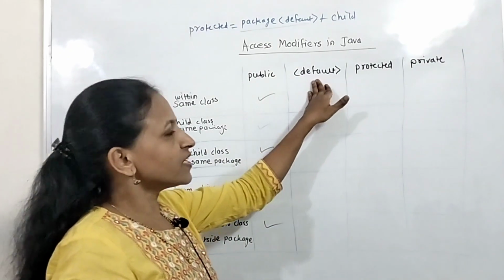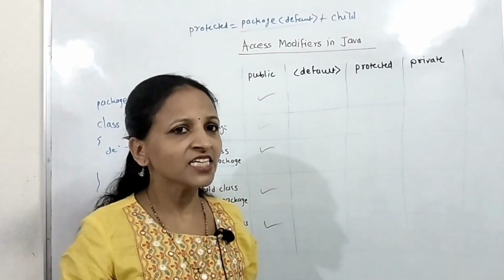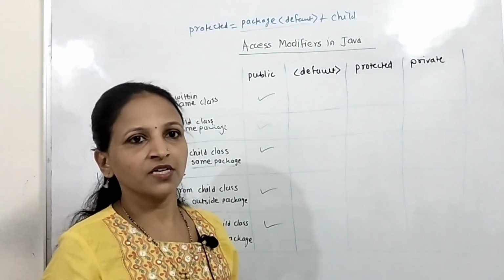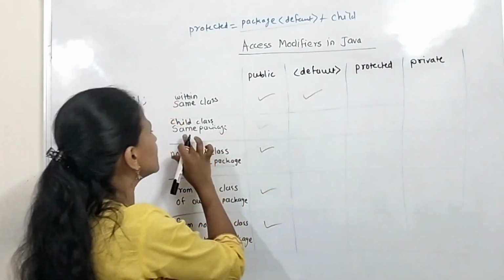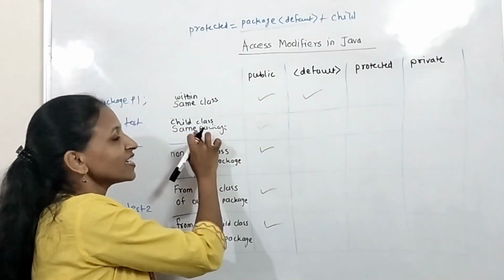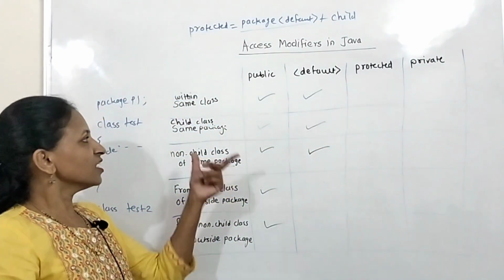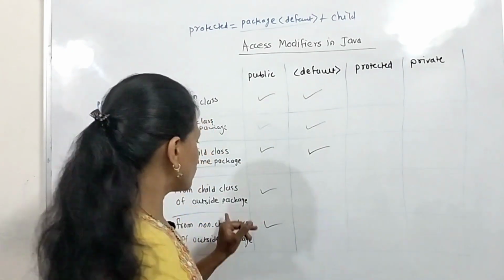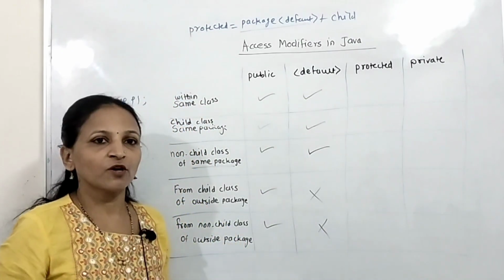Okay. Now next one is default access modifier. It is also called as a package access modifier. Package means what? Within the same package you can access. Only remember this point. Okay, within the same package means within the same class, of course you can access. Within the same package, you can of course access. Getting? Whether it may be a child class or non-child class, no problem will be there. But outside package, you cannot access this default member of a class.